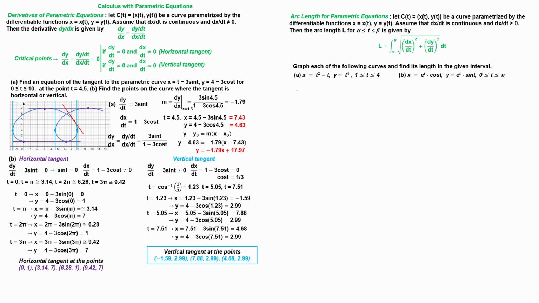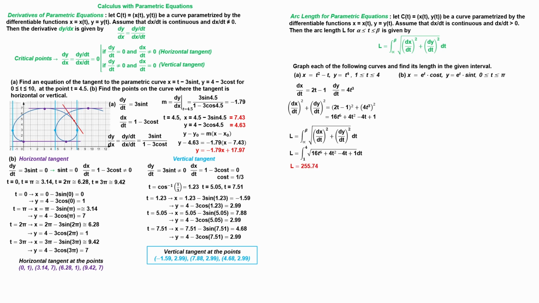First, compute the derivatives of the parametric equations with respect to the parameter t, dx/dt and dy/dt. Next, square both derivatives, sum them, and then take the square root of the sum. Finally, integrate the result over the specified interval. This integral represents the total arc length of the curve within that parameter range. Since this integral does not have an elementary antiderivative, it requires numerical integration.